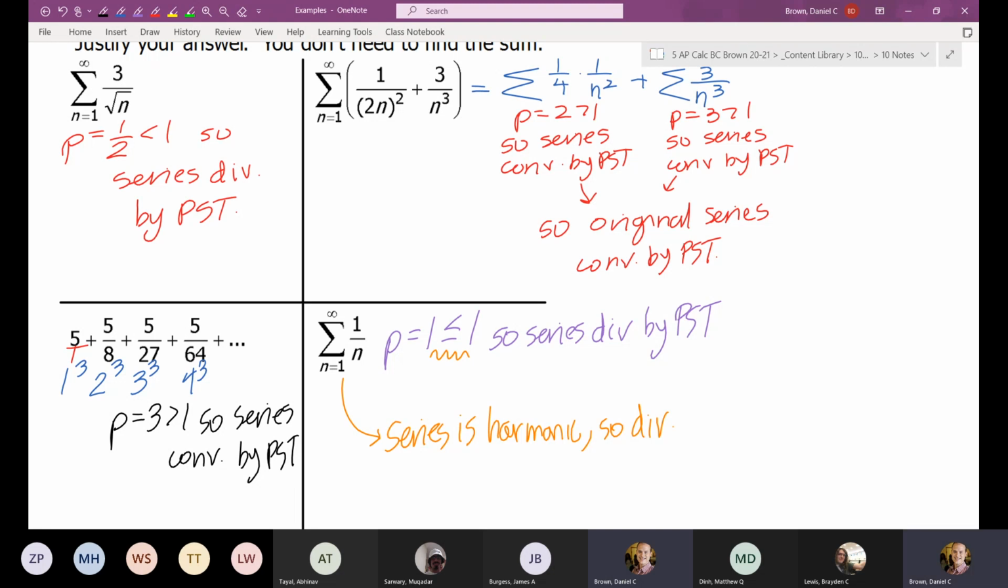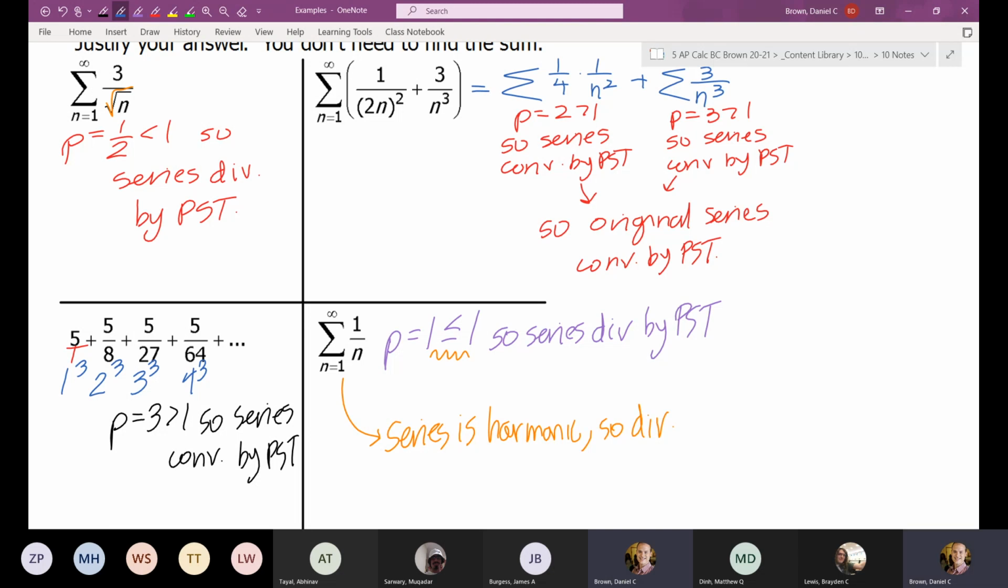So there's my answers for those four. Again, geometric and p-series are going to be the really easy ones to deal with. You just have to identify a value. That first one, your p-value would be 1/2. That's the exponent we see in the denominator. P is equal to 1/2, which is less than 1, so the series diverges by the p-series test.